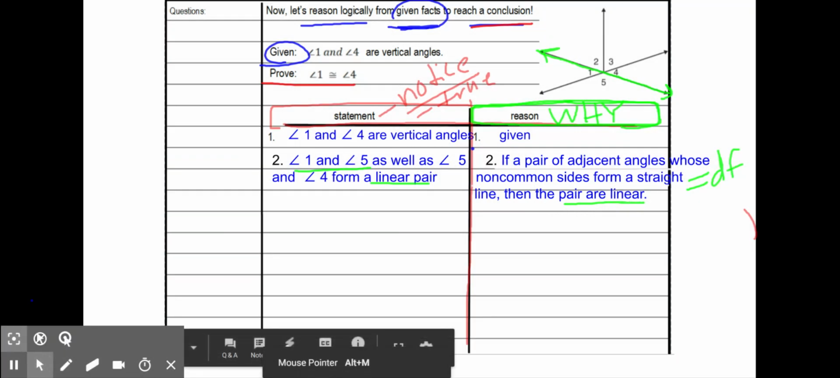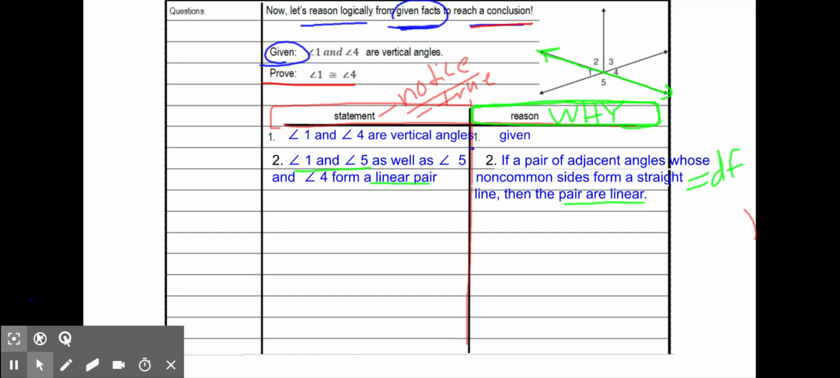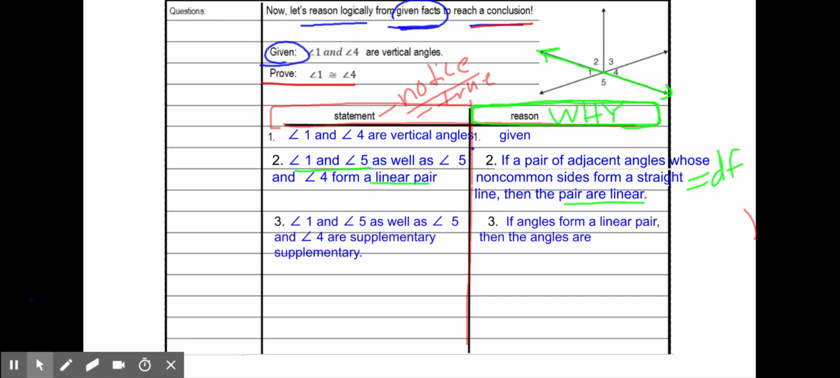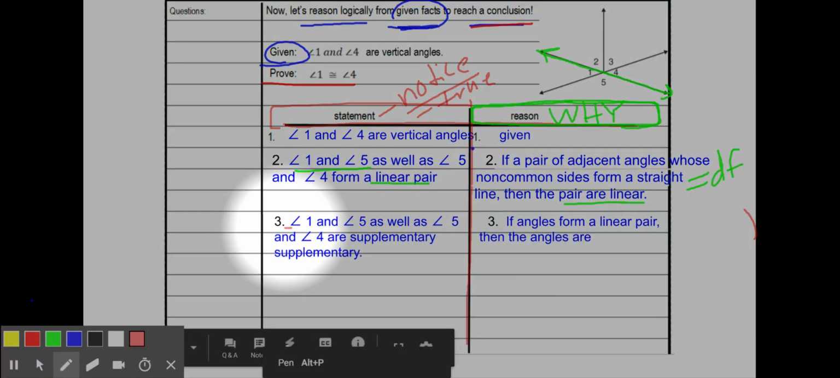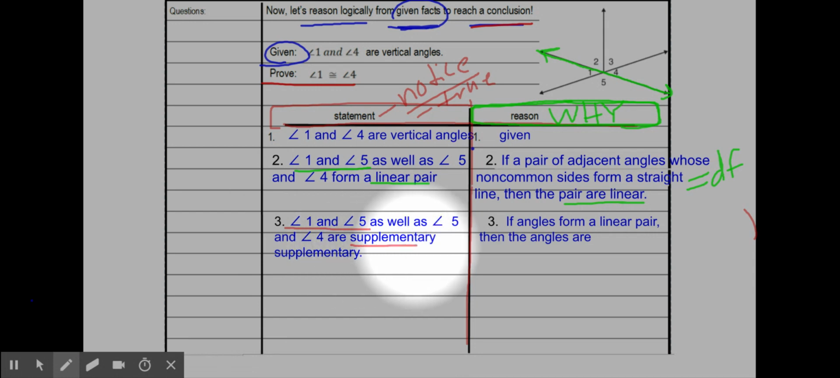There's something else I notice. I notice that angle 1 and angle 5 also add up to 180 degrees, so we can say that they're supplementary. So angle 1 and angle 5 are supplementary angles. How do I know that? If angles form a linear pair, then the angles are supplementary. So I'm using the definition of supplementary angles.